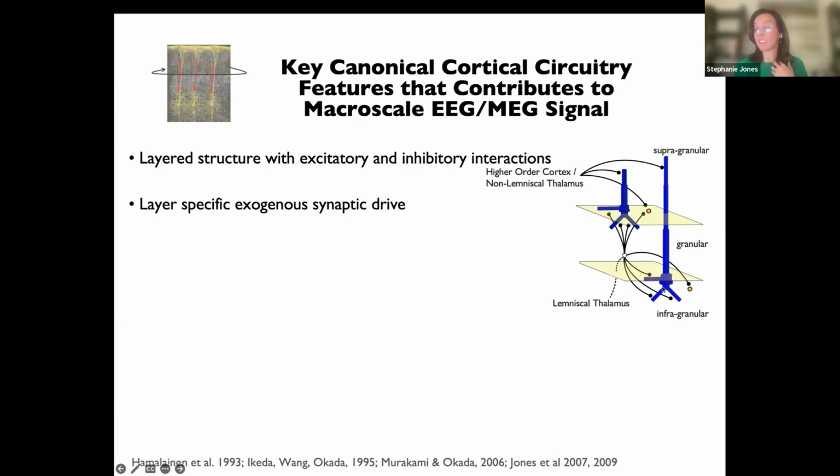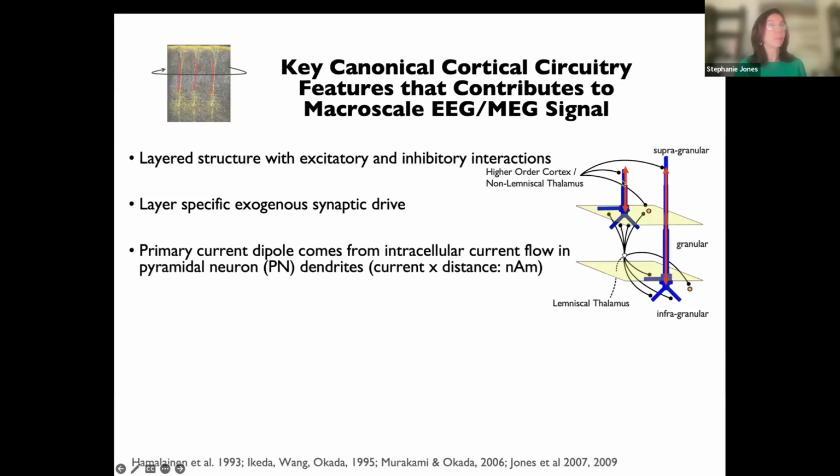In the model, we refer to this as proximal drive because it effectively hits the proximal dendrites of these large pyramidal neurons. The other pathway of information comes into supragranular layers. This is either from higher order cortical circuits, or there's also non-specific thalamic nuclei that project right up and broadly to the supragranular layers. In the model, we refer to that as distal input because it impacts the distal dendrites of these pyramidal neurons. And then in the model, the primary current signal comes from just summing up this big intracellular electrical current in the pyramidal neuron dendrites.